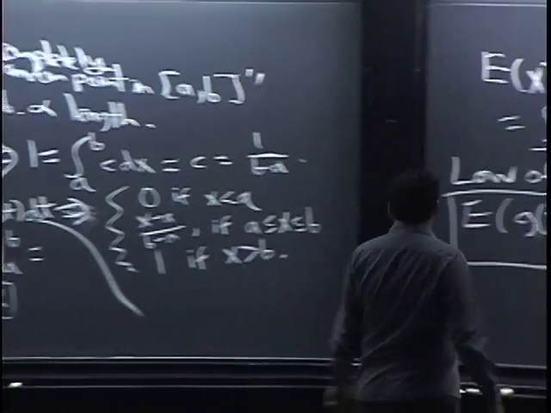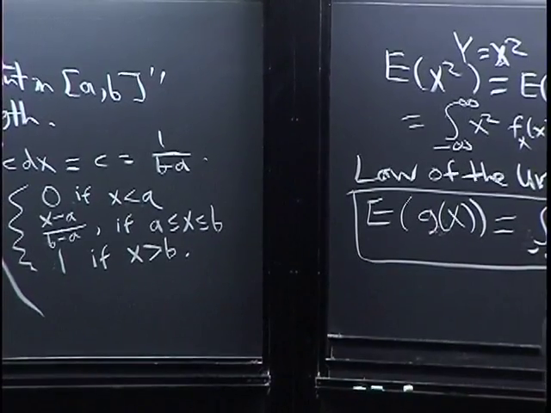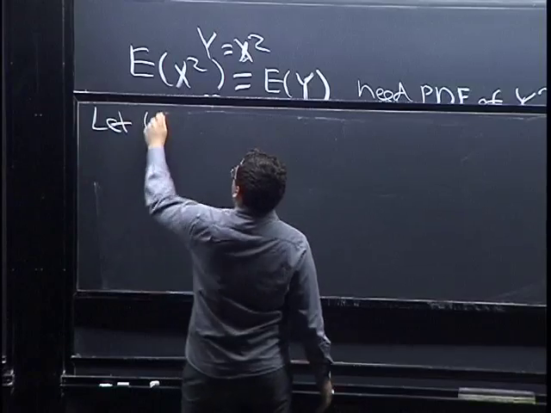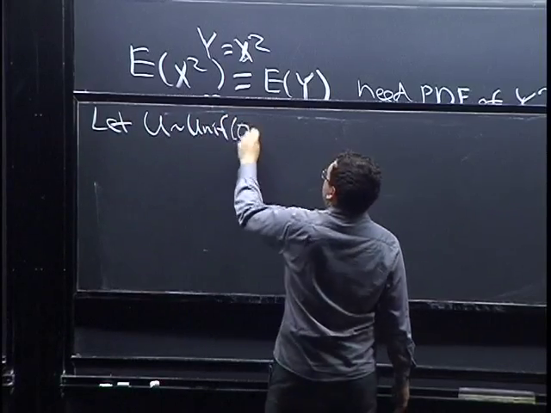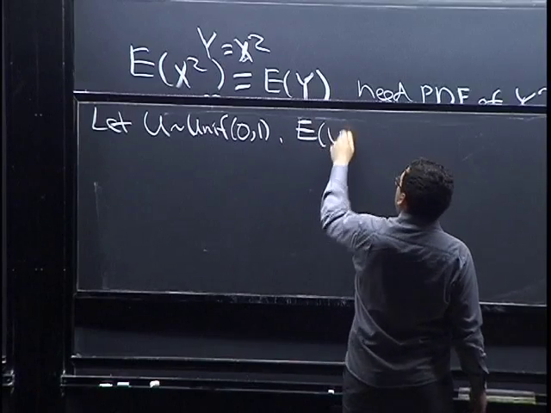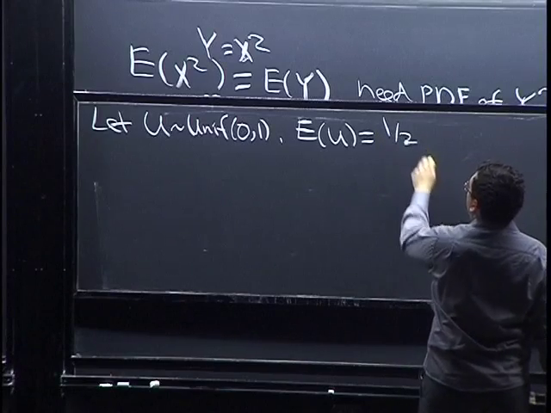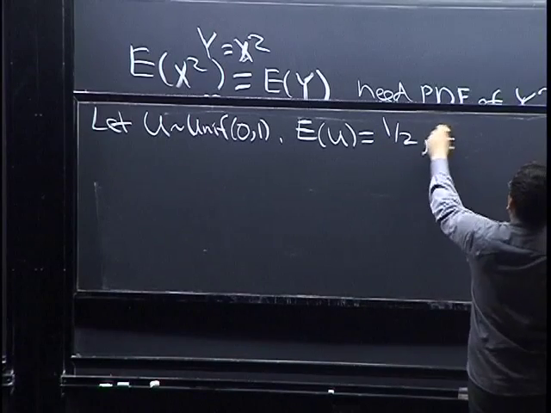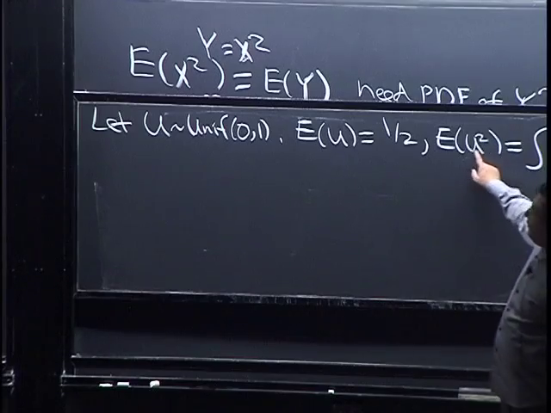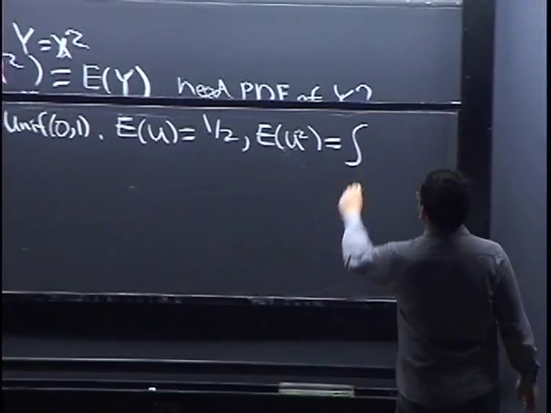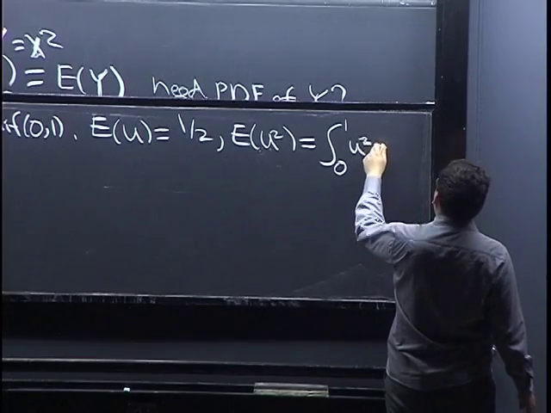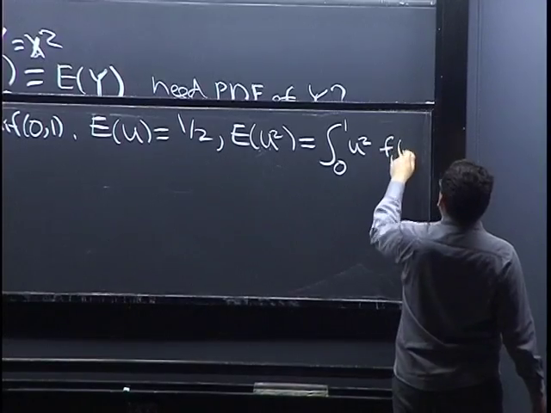Okay, so coming back to this problem about the uniform, if we want the variance of the uniform, just for simplicity, let U be uniform between 0 and 1, and suppose we want the variance. We know the expected value of U is 1/2, just the midpoint. And if we want E of U squared, according to LOTUS, we don't need to first find the PDF of U squared. We can just directly write down the integral from 0 to 1 of u squared times the PDF, f sub U of u, du. That's the PDF.